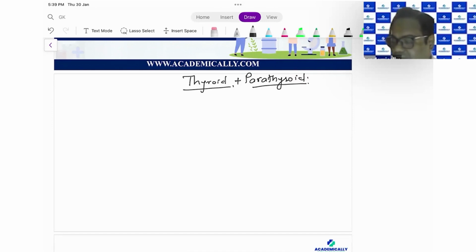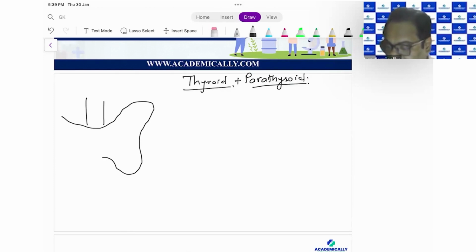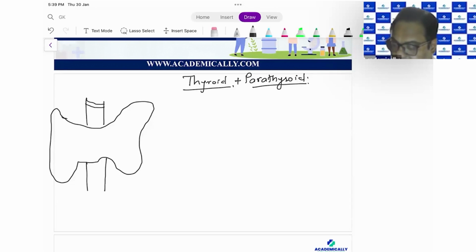So let us see what kind of a gland it is. This is how the thyroid gland is. It is a butterfly-shaped gland. And where is it located? It is located around the trachea.